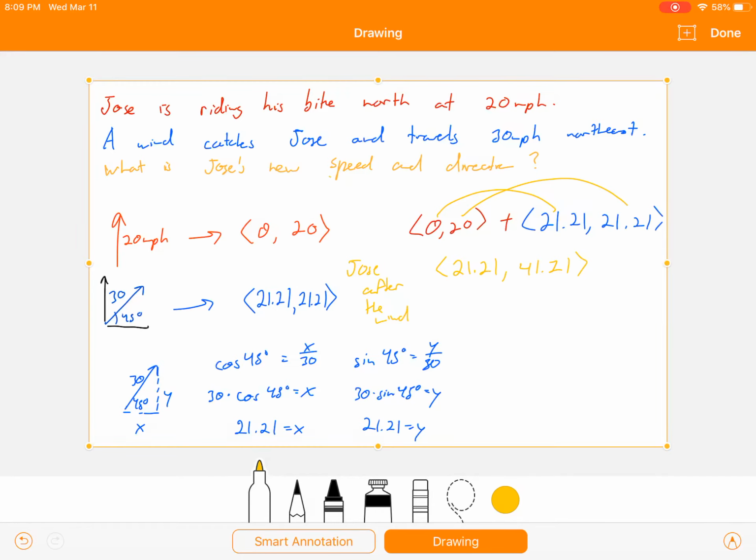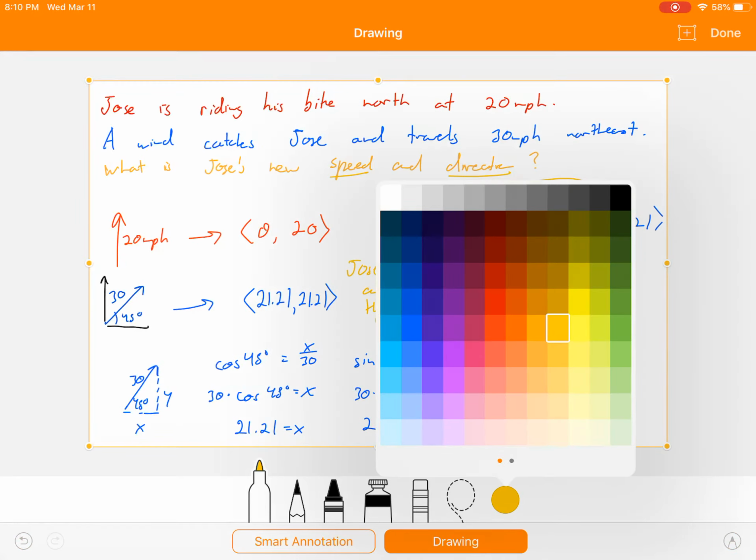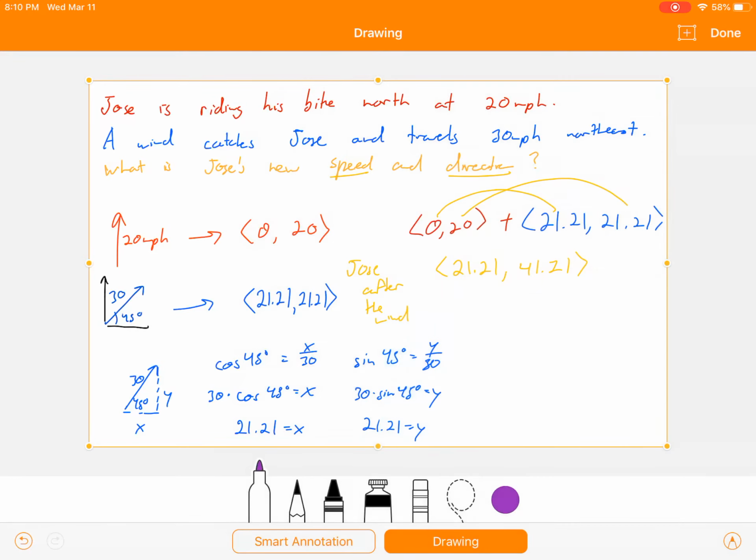So now the next two questions are speed and direction. At this point, speed is just another word for magnitude when it comes to a vector, and the direction is just the angle. Now, if you recall, magnitude we determine by using the Pythagorean theorem. So we just do a squared plus b squared is equal to c squared. So the speed is just going to be the square root of 21.21 squared plus 41.21 squared. Let's see if we do that.